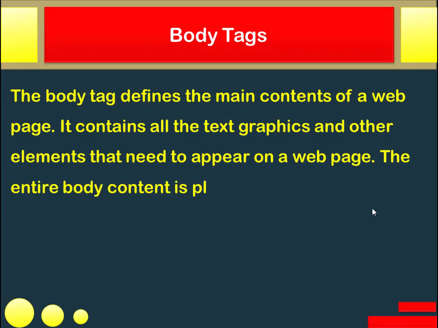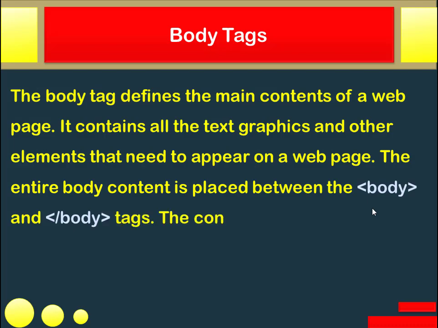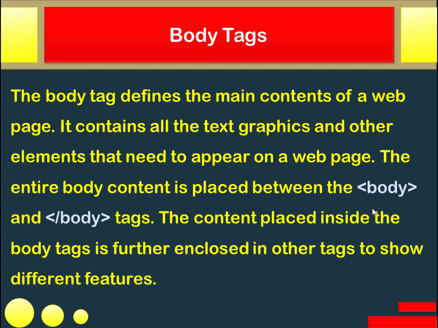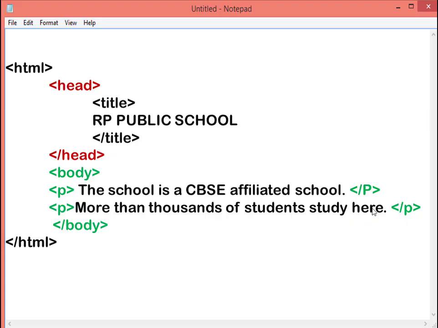The entire body content is placed between the opening body and closing body tags. The content placed inside the body tag is further enclosed in other tags to show different features. We have already seen, whatever we want to display on the web page is placed between the body tag. This is the opening and this is the closing.